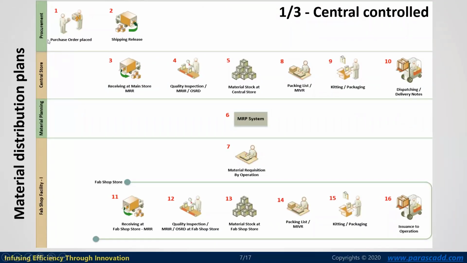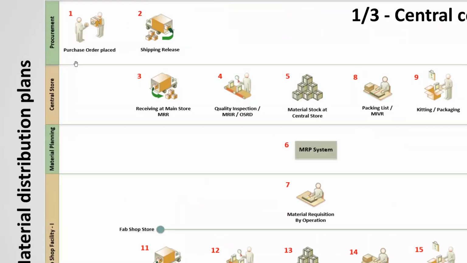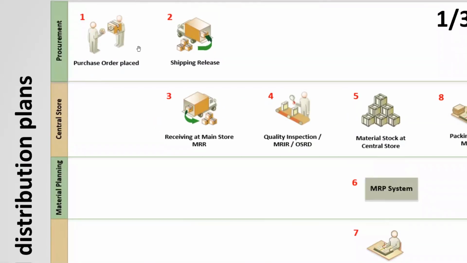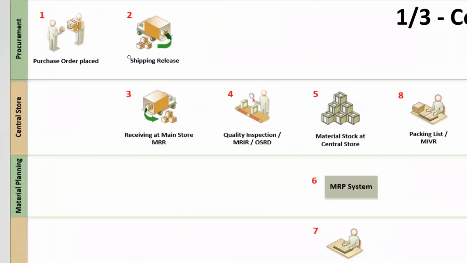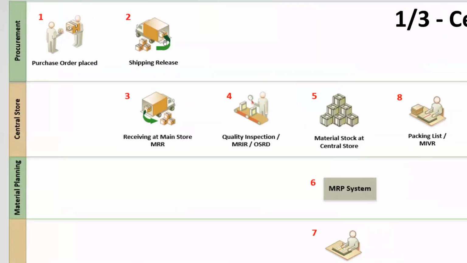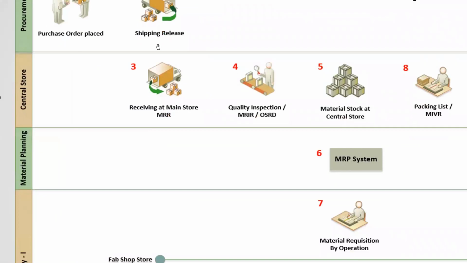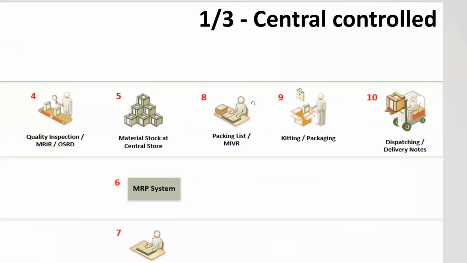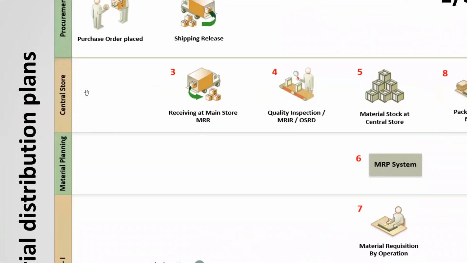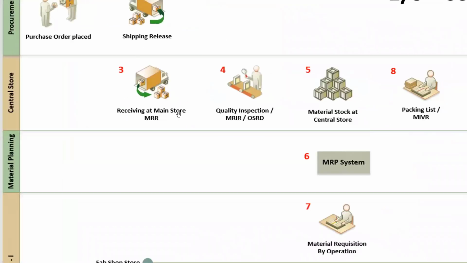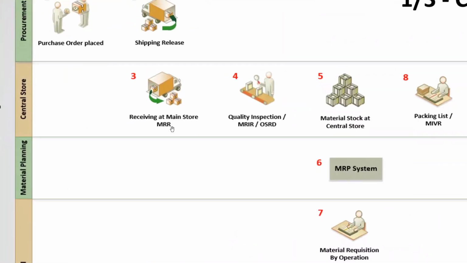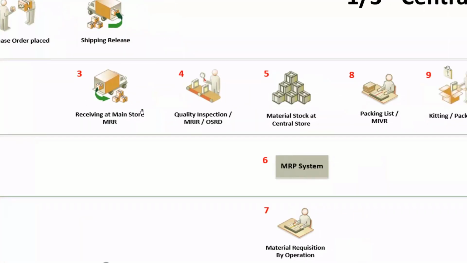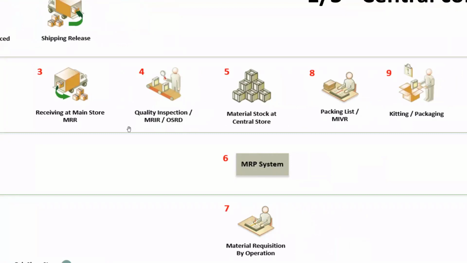Once procurement initiates its purchase activities, the purchase order will be placed with the vendors. The vendor will start the manufacturing and shipping processes. Shipment will be released, and in the central control, the shipment will be released to the central store. In the central store, the material will be received via a document called MRR or DMR, material received. Once material is received over here, inspection procedures take place, like the MRR, material received inspection report.